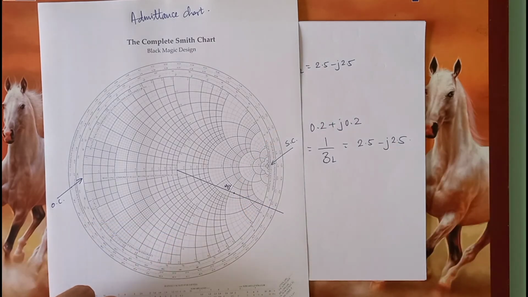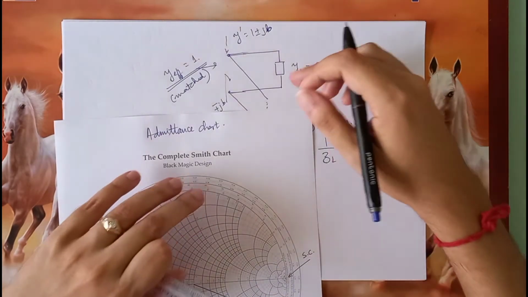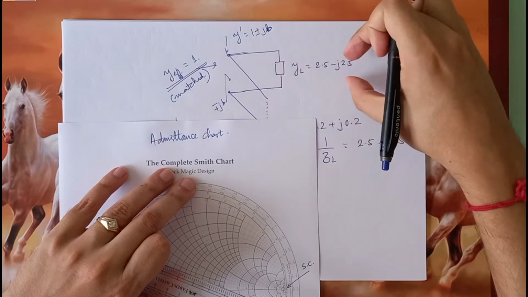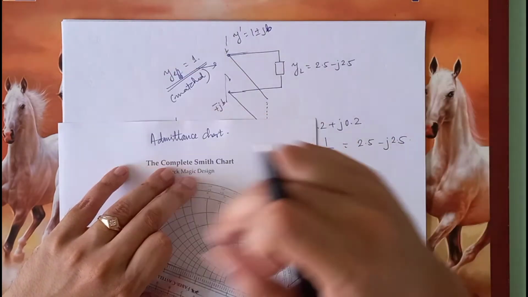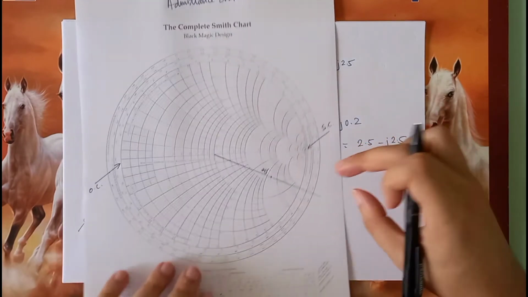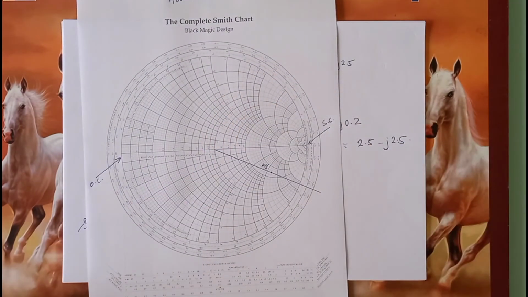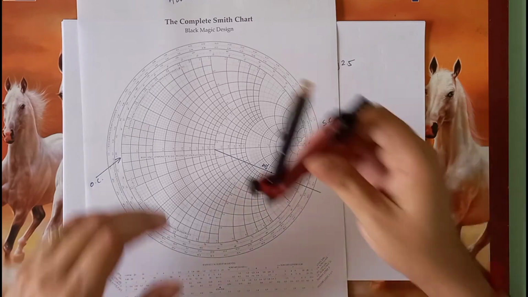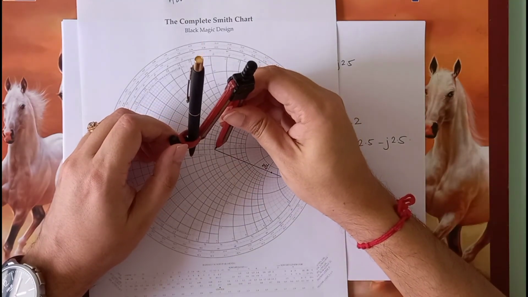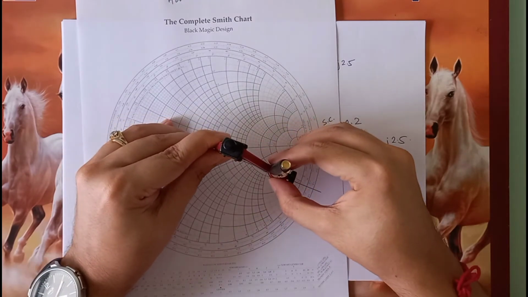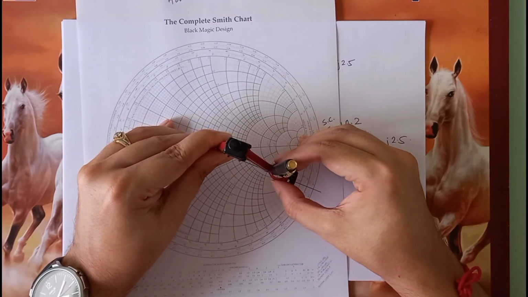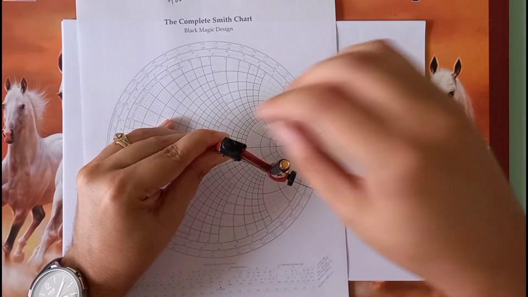Now, what was the principle? The principle was we are going to start moving away from the load towards the source. So therefore, we can draw a constant VSWR circle above this. The radius should be as much as YL from the center of the chart.